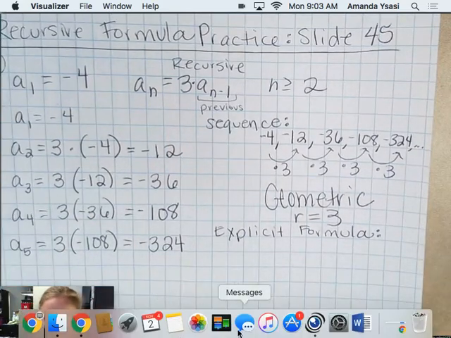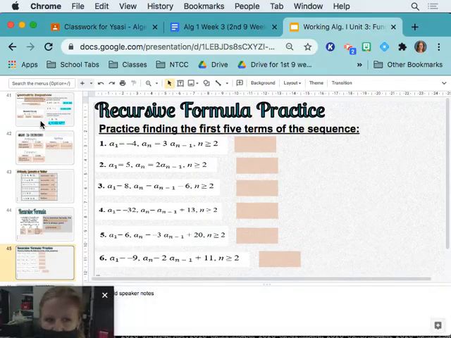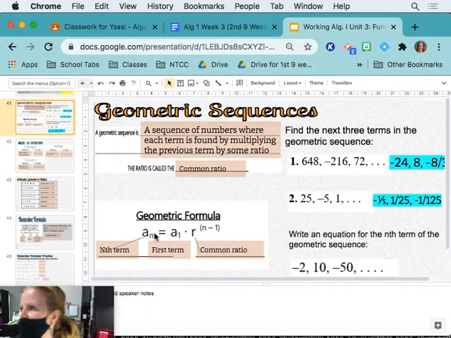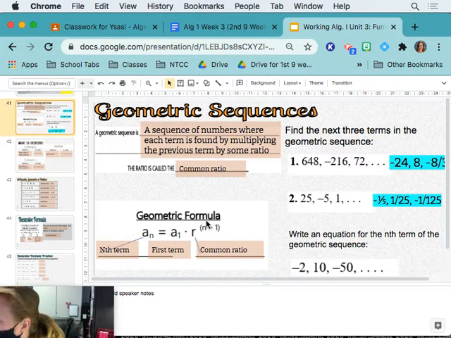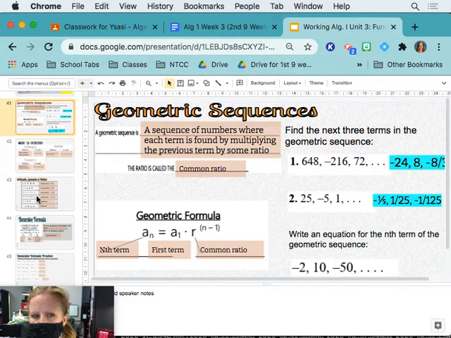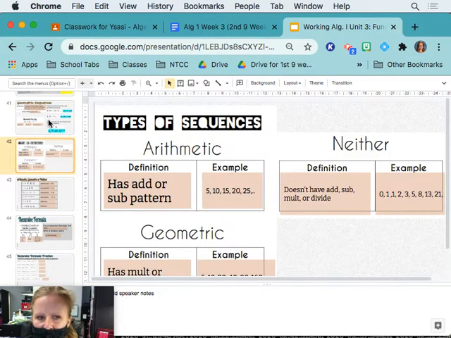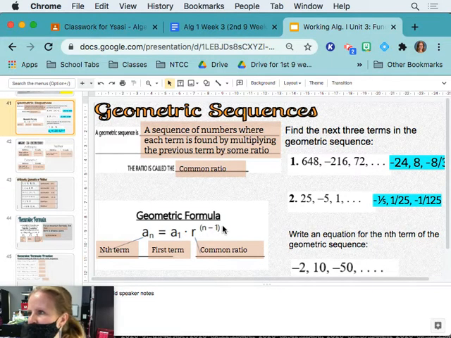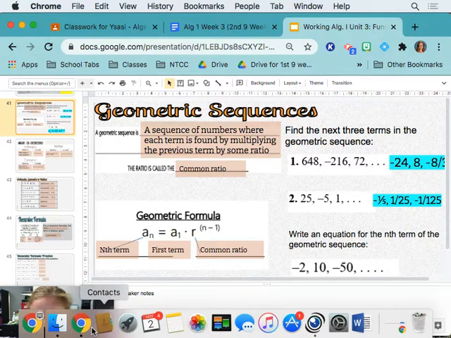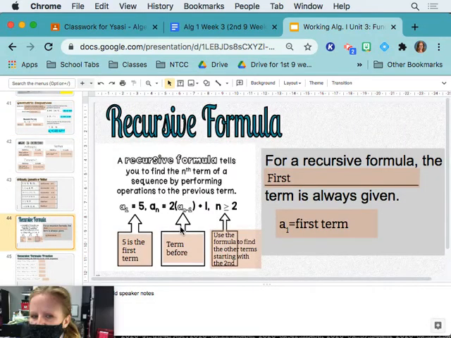So let's look back at our notes, and let's look back at what the explicit formula is. We're going to write down AN equals A1 times R to the n minus 1. See how the recursive formula has A n minus 1 where n minus 1 is your subscript, but the explicit formula has it as an exponent. So that's how you would know if it's a recursive formula or not. It has the subscript A n minus 1. That's always the case with the recursive.